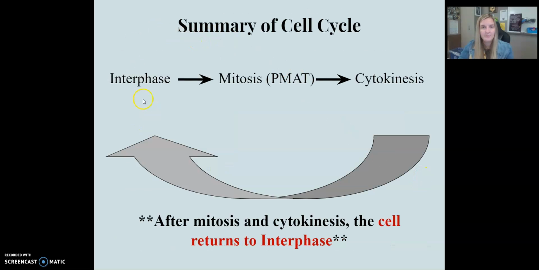So, summary of the cell cycle: we have interphase, goes to mitosis, and then cytokinesis divides that cytoplasm, and then it goes right back into interphase because that cell is going to rest until it's ready to move on into the growth phase and reproduce.